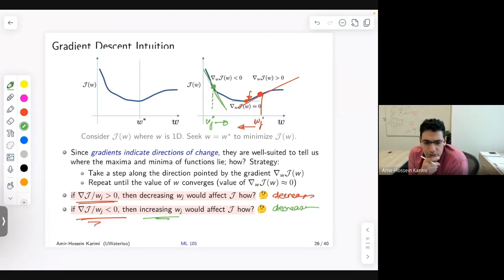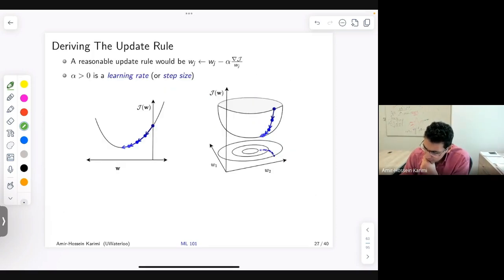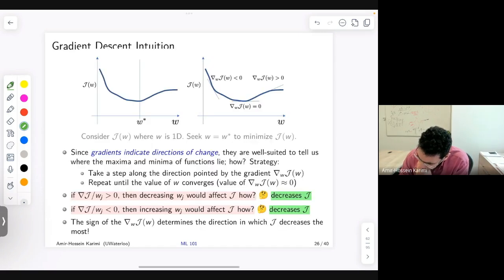So what do I do with this information? What was our objective? Our objective was to decrease the loss. And at every point, I've measured the gradient of the loss with respect to W. And now intuition in this figure is telling us that if the gradient is positive, then decreasing W decreases the loss. If the gradient is negative, then increasing W decreases the loss. So maybe let's put both of these ideas together and say that the sign of the gradient will determine the direction in which our loss decreases the most.